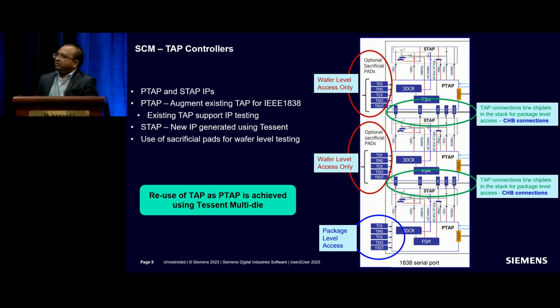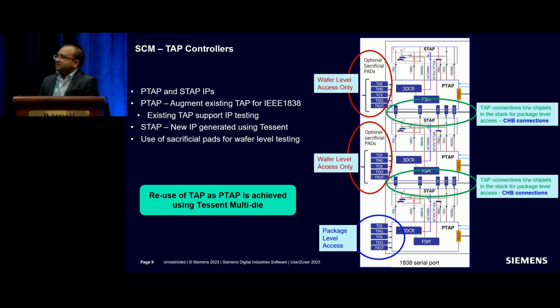And then there is a new component called STAP, which is really required for die-to-die communication of the tap data transfer. And this is a key part of IEEE 1838. What STAP allows you to do is, from the package level pin, from the bottom die all the way to the top die, access the tap controller in the top die from the package level pin. So you go from the package level pin to the PTAP to STAP and so on.